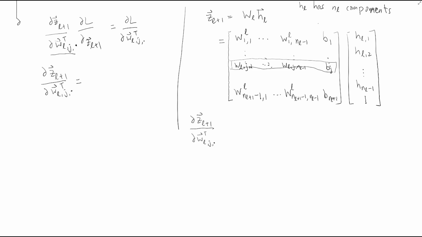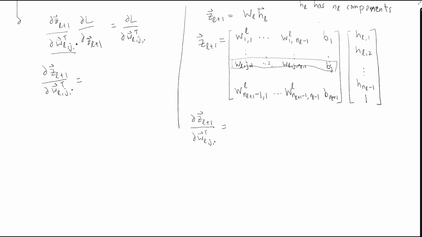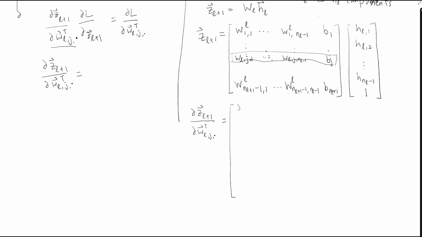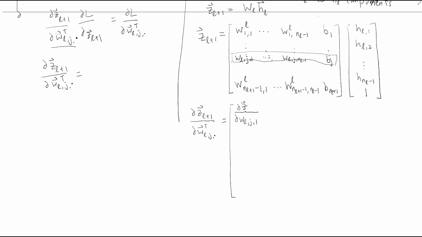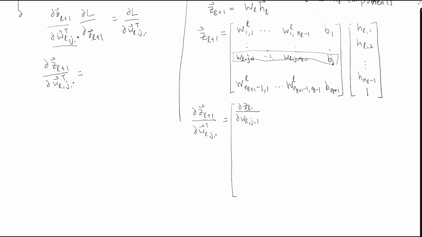So we would like to take the gradient of this vector Z_{L+1} with respect to one of the rows here. And in general, this is going to be the derivative of a vector with respect to a vector, so this is a Jacobian. So we can write down what exactly that is. In the first row, we're going to have all the partial derivatives with respect to the first component of the input. So let me just write this down, sorry. So the first component of Z_{L+1}.